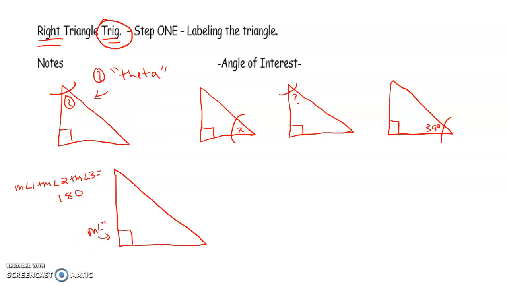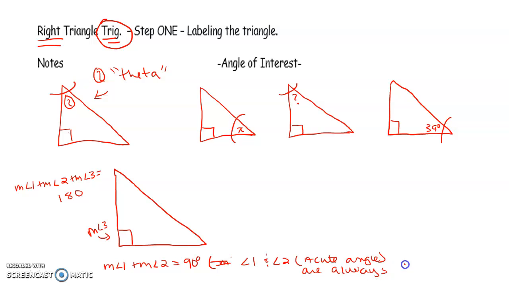Just for argument's sake, measure of angle 3 is 90. That means that our other angles, the measure of angle 1 plus the measure of angle 2, always equals 90 degrees. So angle 1 and angle 2, your acute angles, are always complementary, which means they add up to 90 degrees right here.